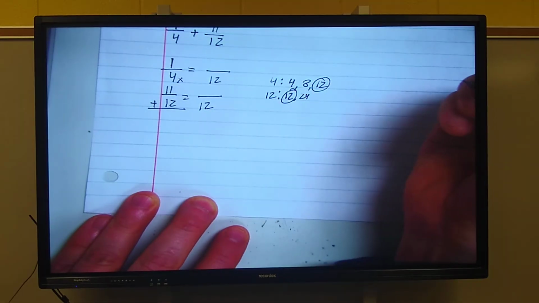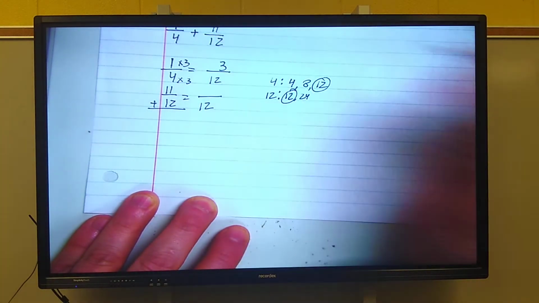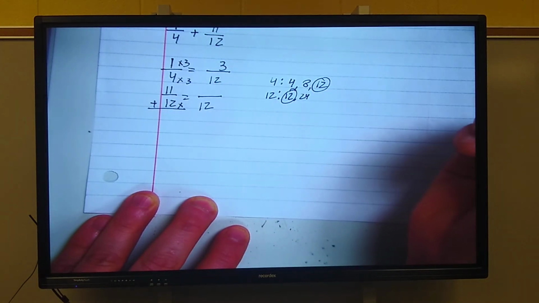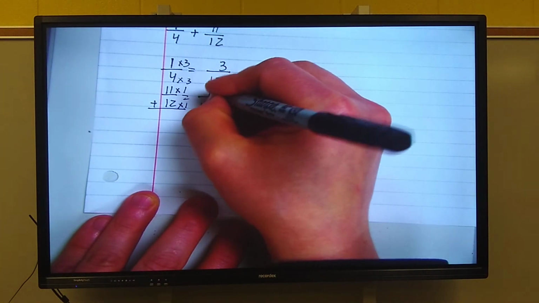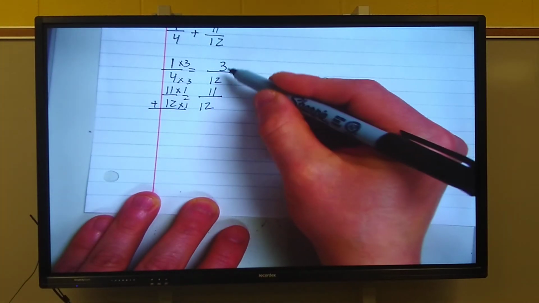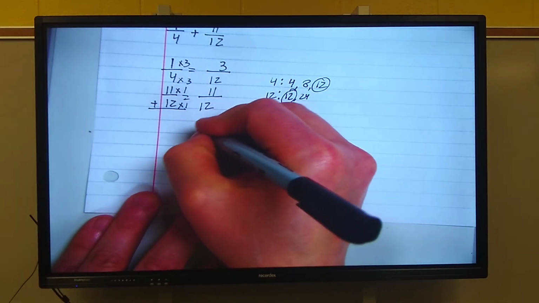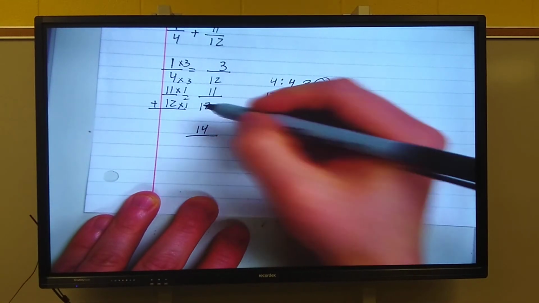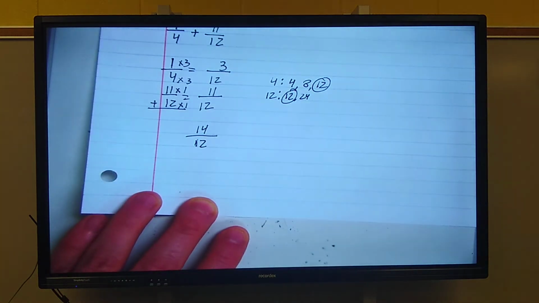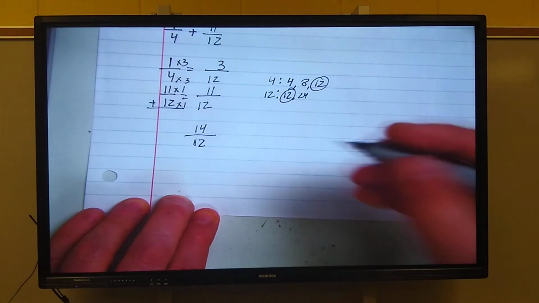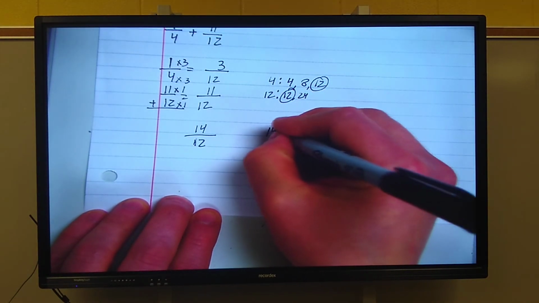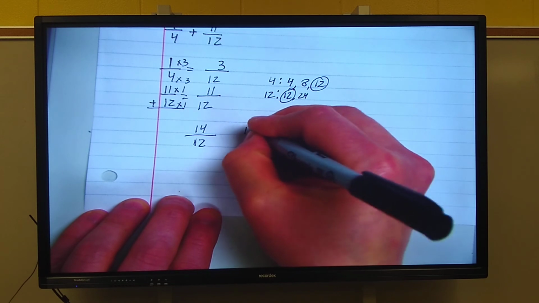4 times what equals 12? 3. 1 times 3 is 3. 12 times what is 12? 1. 11 times 1 is 11. Add the numerators. 3 plus 11 is 14. Denominator stays the same. I must ask myself the 2 questions. Is this an improper fraction? Yes, it is. That means I must take my numerator, divide it by my denominator.